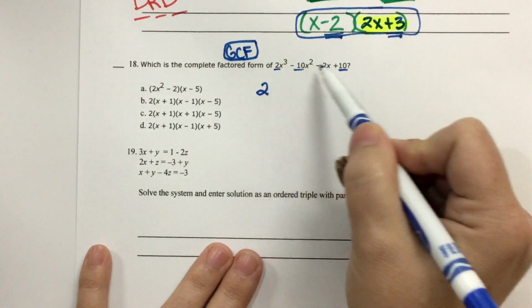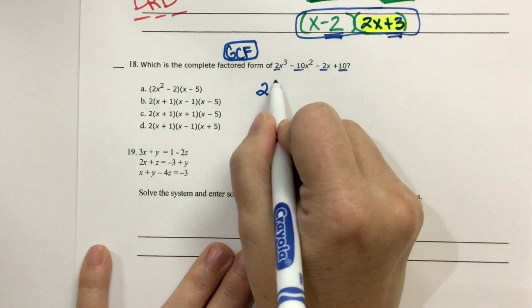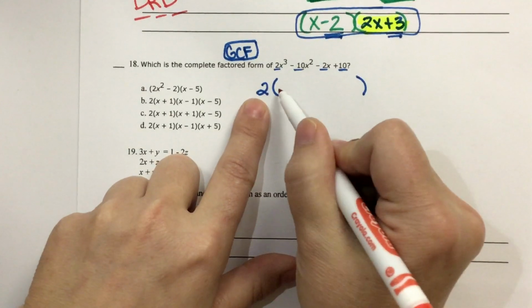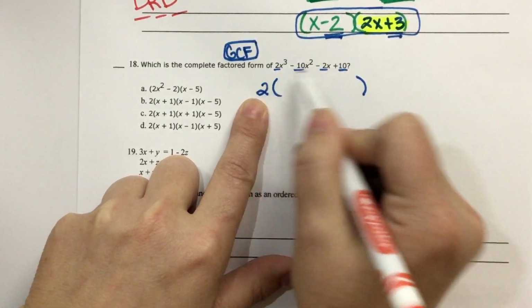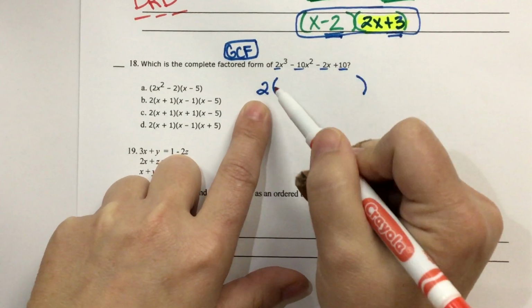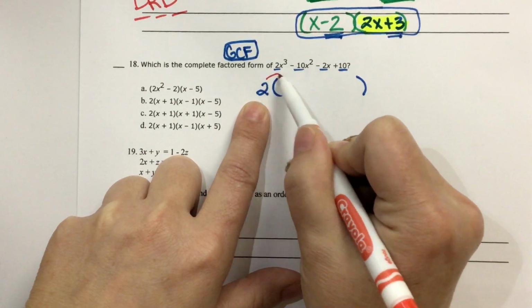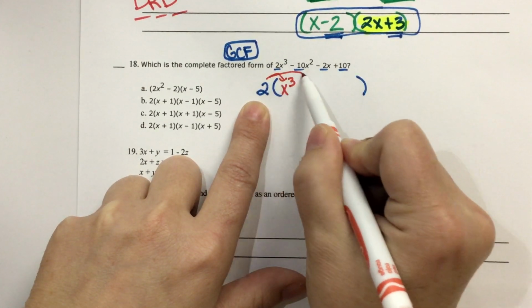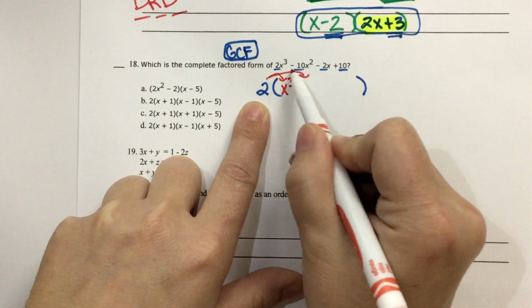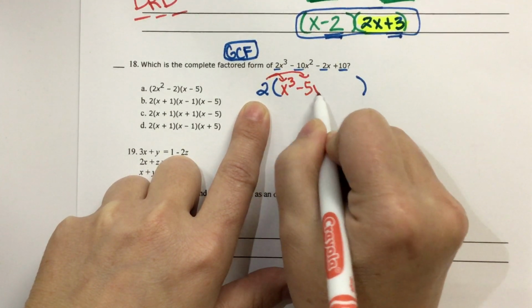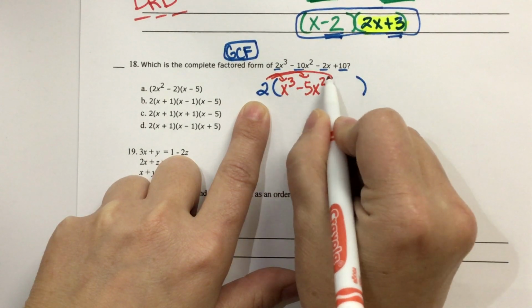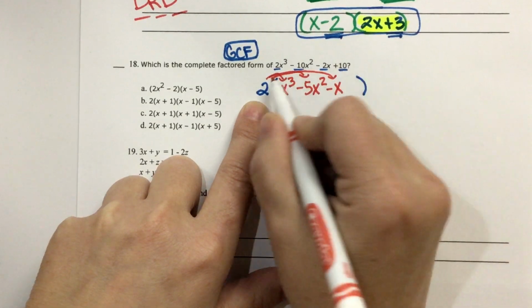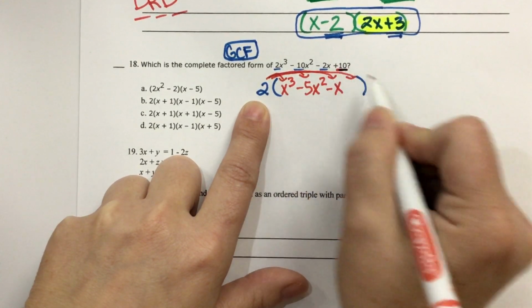Now let's look. Do they all have x's? Nope, it's just a 2. All right, so every time there's a GCF, you build one set of parentheses. And now you need to figure out what's going to go in here. So when you distribute the 2, you get the original problem back. So what would you have to multiply with 2 to get 2x cubed? X cubed. What would you have to multiply with 2 to get a negative 10x squared? A negative 5x squared. What would you have to multiply with 2 to get a negative 2x? A negative x. And what would you have to multiply with 2 to get a 10?